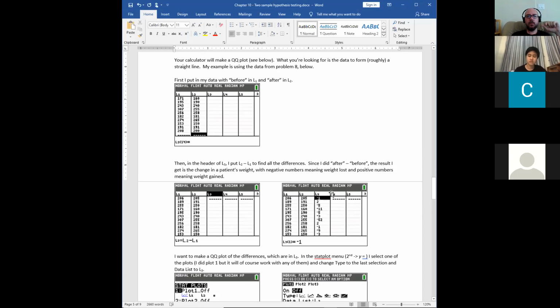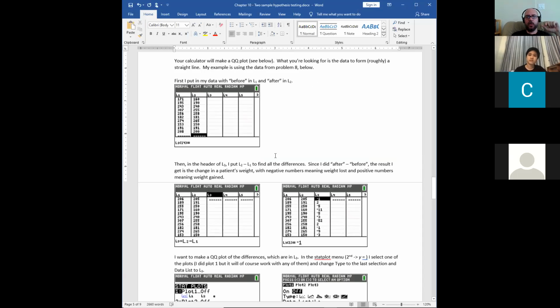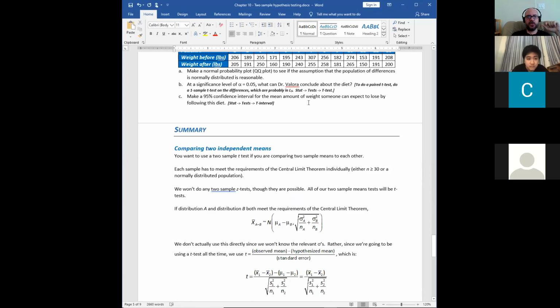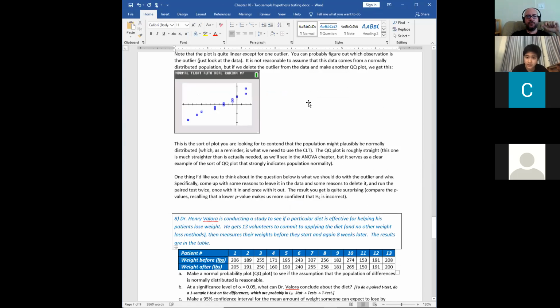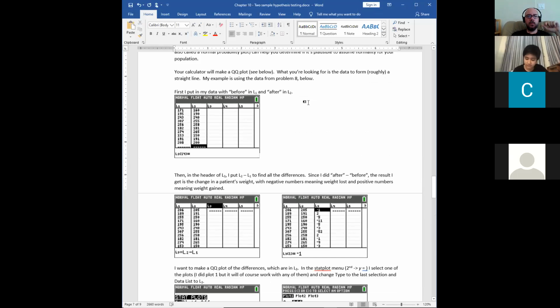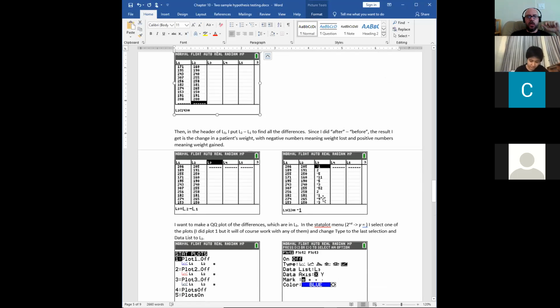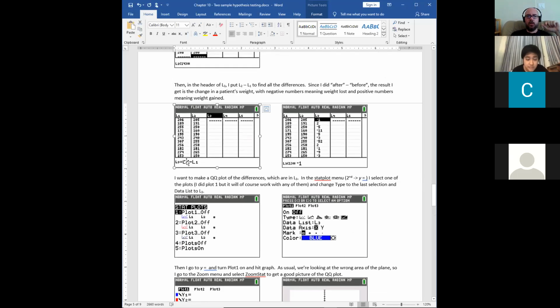That's the idea. And so what you end up doing here, as you can see, is this data right here from number 8. I put the before and after data into L1 and L2. Then in the header of L3, I did L2 minus L1, and it calculates all the differences for me. And the thing I'm checking is if those differences are significantly different than 0.